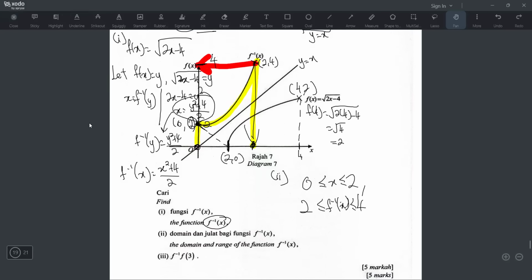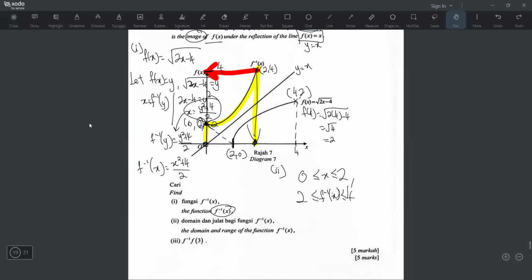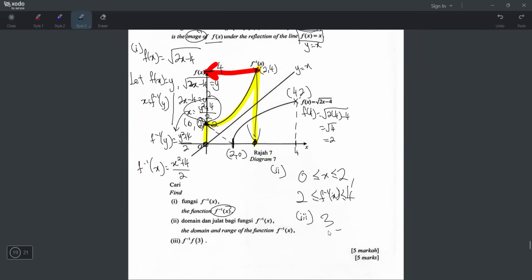Okay, with that being said, let's do number 3. Let's see what number 3 wants. They want f inverse f3. This one the answer is 3. There's no explanation for this. When you see f inverse and f, you can just cut, right? Only if you see one f and one f inverse, then you can cut.